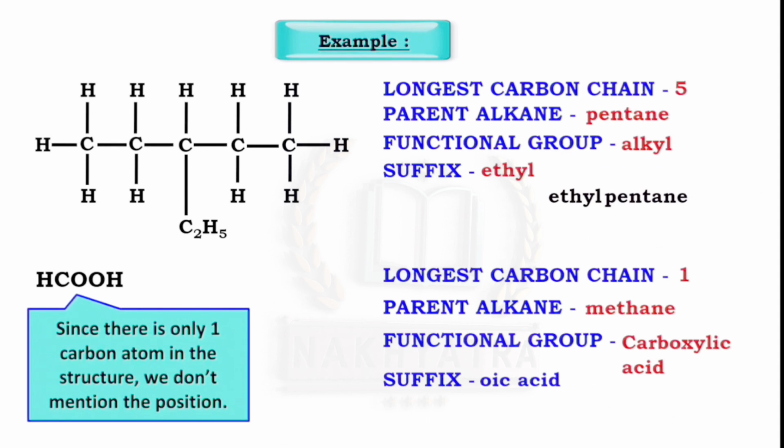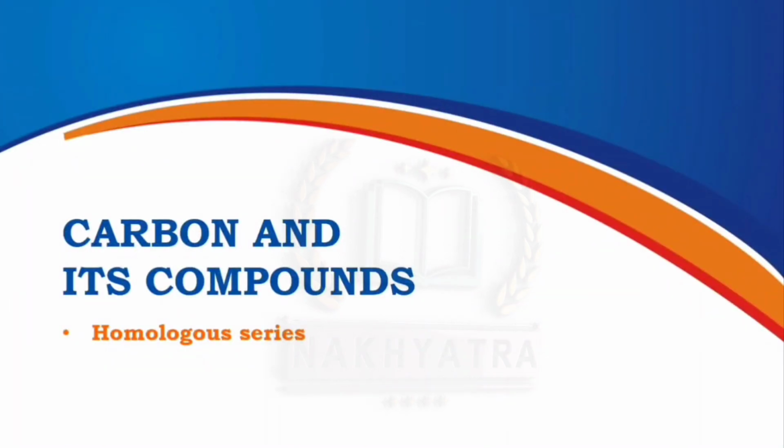Now write the compound name. First write the parent alkane, that is methane, and add the suffix here. So it is methanoic acid. Okay guys, our next topic is homologous series.